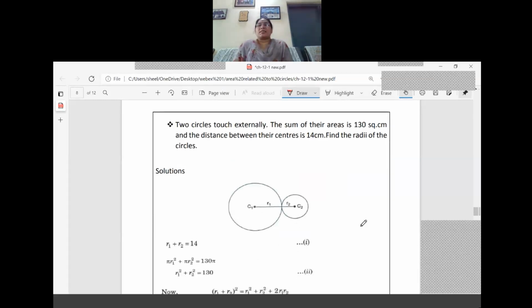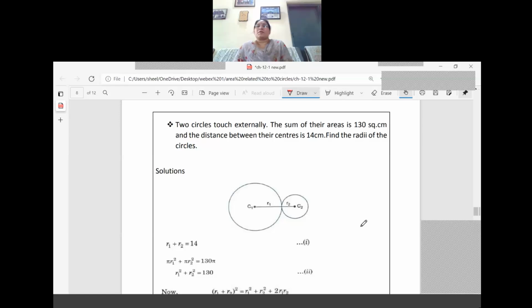Two circles touch externally. The diagram is already given; you can see the diagram there. The sum of their areas is 130 square centimeters. What is given there? The sum of their areas is given, that is 130. And the distance between their centers is 14 centimeters.